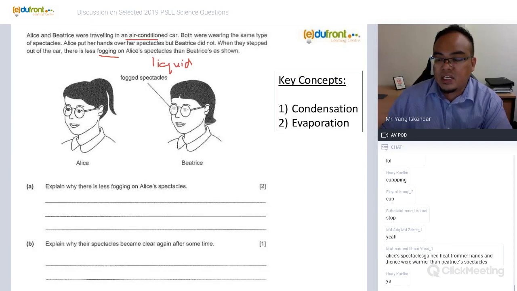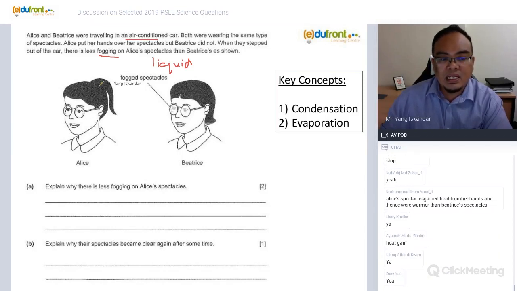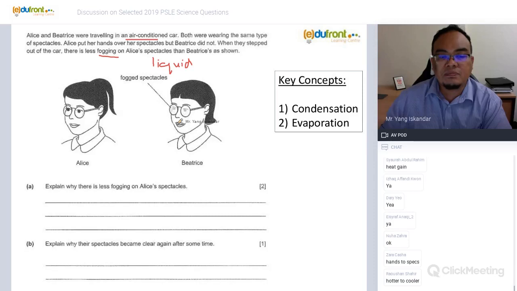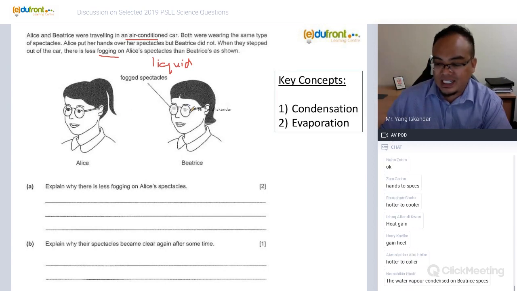Heat transfers from a region of higher temperature to a lower temperature, meaning that the spectacle lens will gain heat. Very good. The lens will gain heat. Now, compared to Beatrice's spectacles, Beatrice did not touch the spectacles. So the spectacle lens of Alice is warmer than Beatrice's. Correct, right?